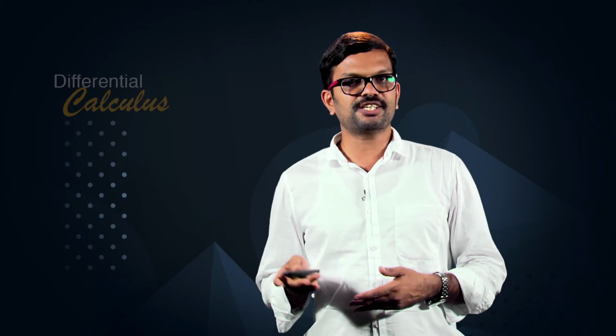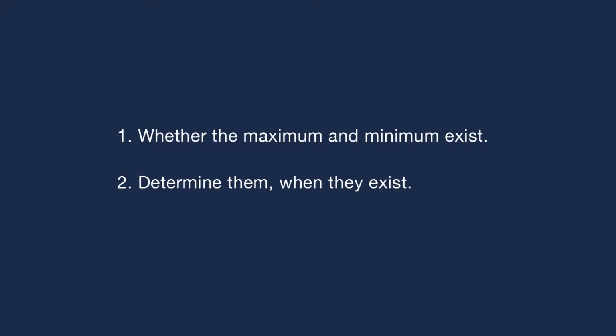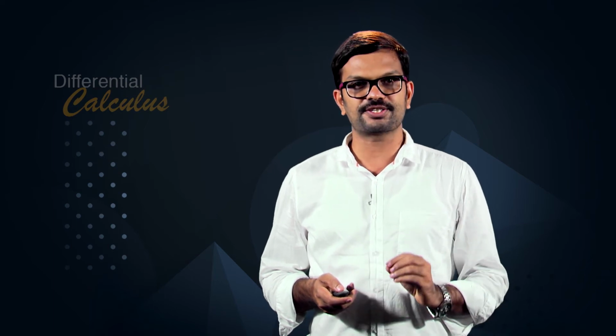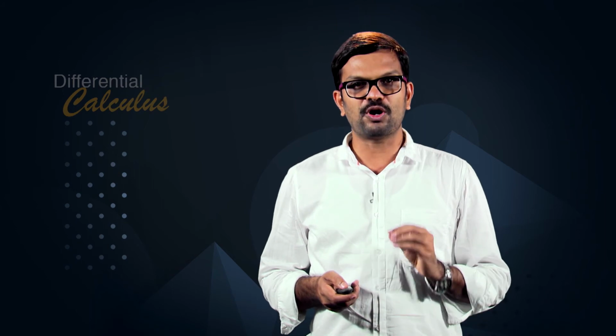We started our discussion with the aim of determining absolute maximum and minimum. There are two questions to be answered. 1. Whether the maximum and minimum exist. 2. Determine them when they exist. The following theorem says that the first question has an affirmative answer for continuous functions defined on closed bounded intervals. Theorem: any continuous function on a closed bounded interval [a, b] attains its maximum and minimum.